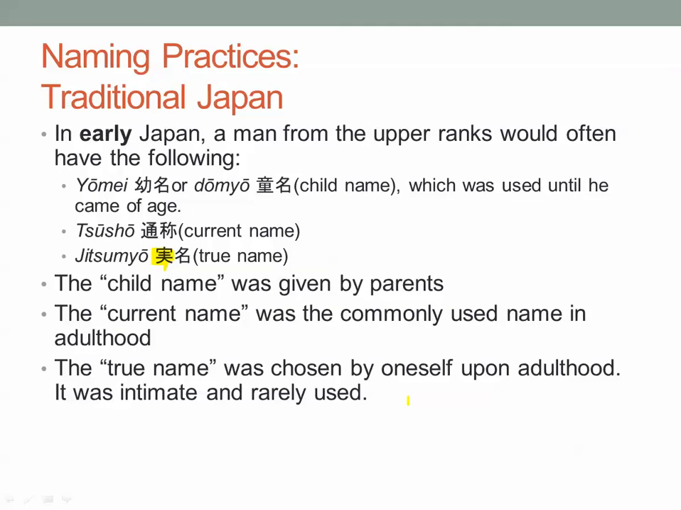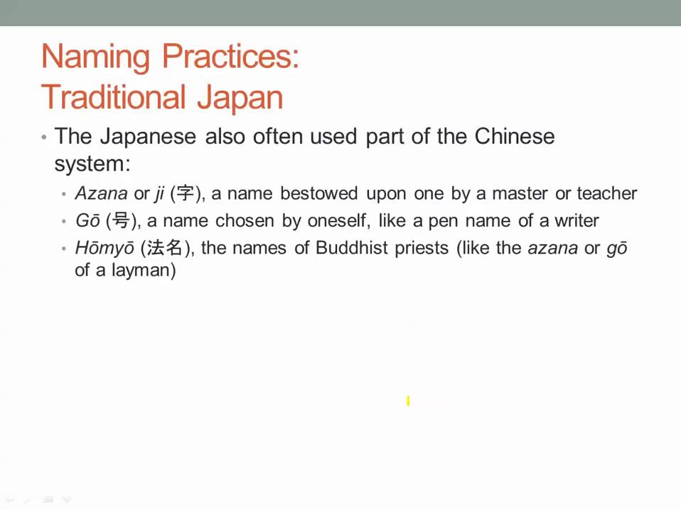Now, in addition to this practice across Japanese history, we also see the Japanese adopting a Chinese system, if you will. And we're going to see examples of this in the biographical dictionary entry that we're going to look at in a couple minutes. So in this Chinese system of names, there are different categories. There's what's known as an azana or a ji, and yeah, that's the kanji no ji. That's a name that's bestowed upon somebody by a master or a teacher. So if you're a disciple, your master, your teacher might give you an azana or a ji.